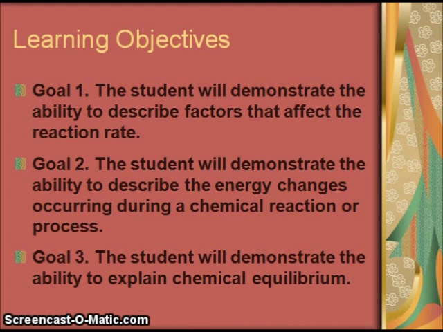Goal 1 says the student will demonstrate the ability to describe factors which are going to affect the rate of chemical reactions. Goal 2 says students will demonstrate the ability to describe energy changes that occur during a chemical reaction or a chemical process. Finally, Goal 3 states that students will demonstrate the ability to explain chemical equilibrium.